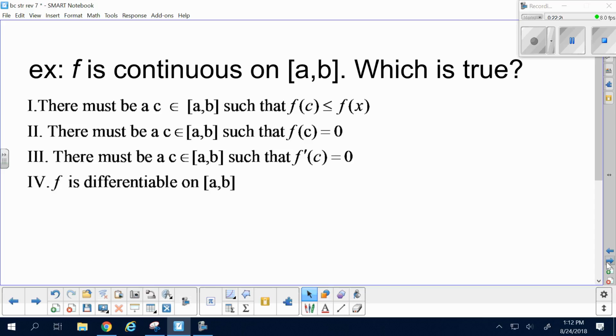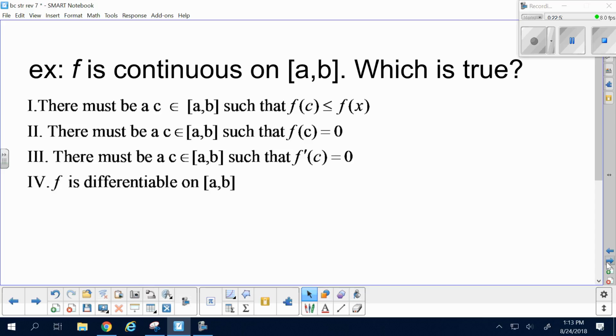1, 2, 3, 4, or several are true? What? 1, yeah. 1 in plain old English, what does it say? In just your words, what does it mean? It has to have an absolute min. There's got to be a y value less than or equal to all other y values. It must have an absolute min, and that's true because it's continuous on a closed interval. It must have an absolute min. Why not the second one?